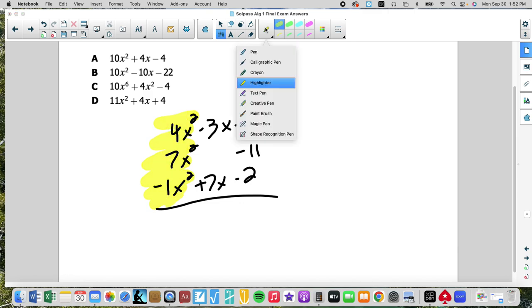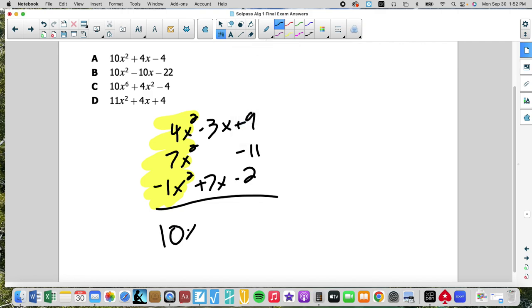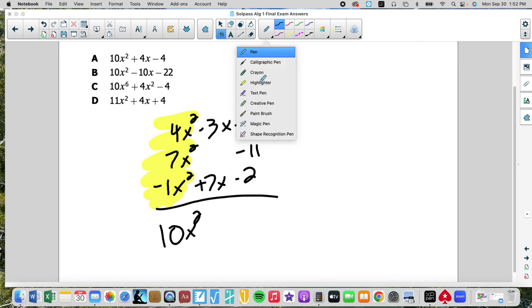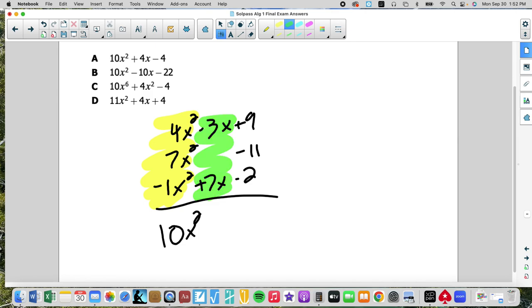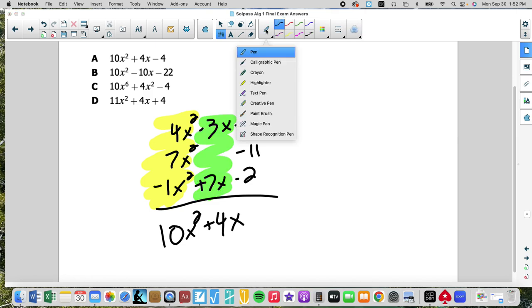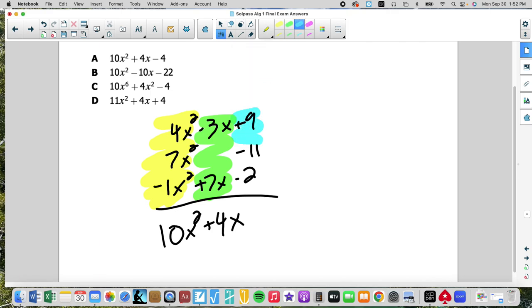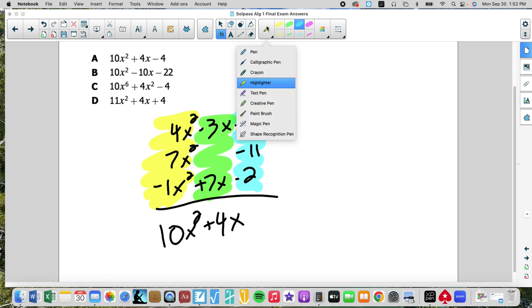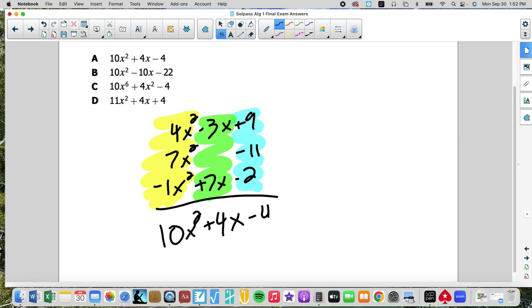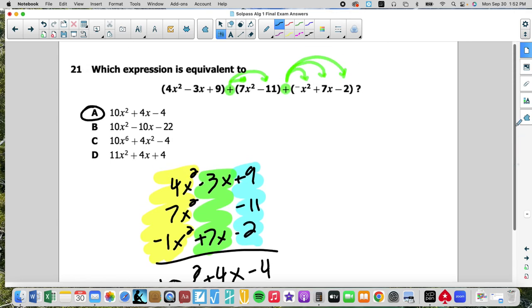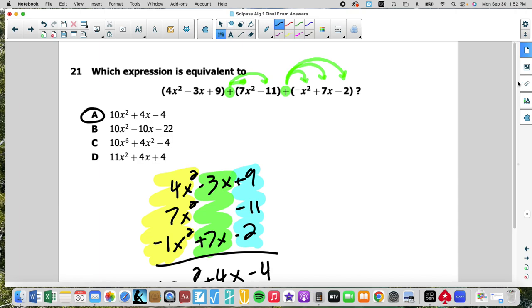So we will combine all of that column, and we combine their coefficients. So that's going to give me 10x squared, and then we add this column, and that's going to give me positive 4x. And then we add this column, and that's going to give me negative 4. So 10x squared plus 4x minus 4 is A. That's probably the easiest way to do that one.